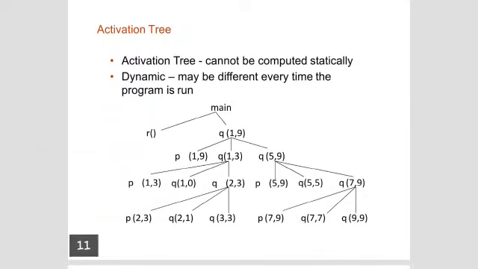Now the activation tree cannot be computed statically. It is dynamic, and it may be different every time. Yes, exactly, the result of the program might be different for different procedures. Suppose we start with main, and let's start with the Q function, with the arguments 1 comma 9. In that we have a nested structure: 1 comma 9, Q comma 3, Q comma 5 9.